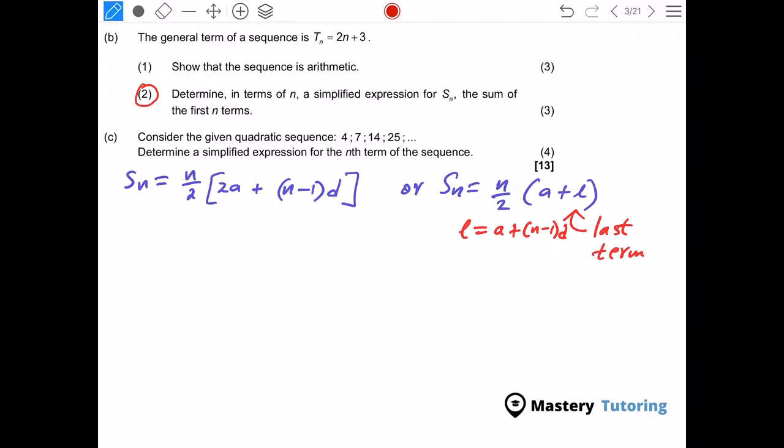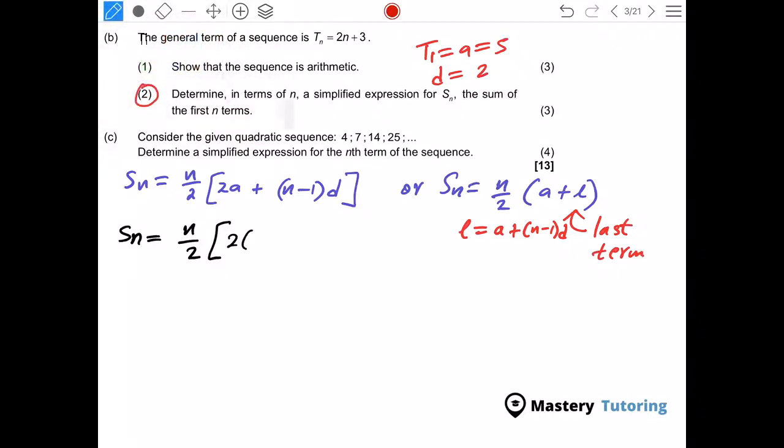So now we're going to substitute what we know. Sn, we're going to leave as Sn because they're looking for Sn. Wherever there's n in this formula, we leave it as n. So Sn is equal to n over 2 times, our first term. From the previous question, T1, which is a, we know to be 5. So T1 is equal to 5. And d, we've calculated to be 2. It was not given to us, but we calculated it.